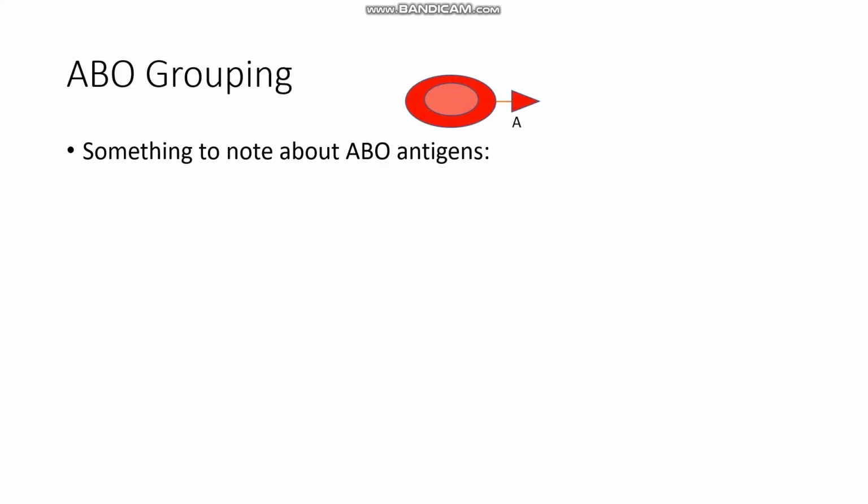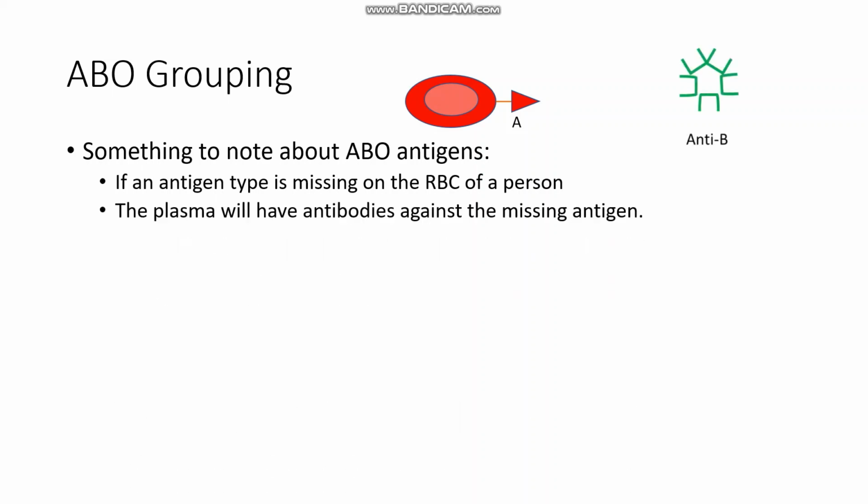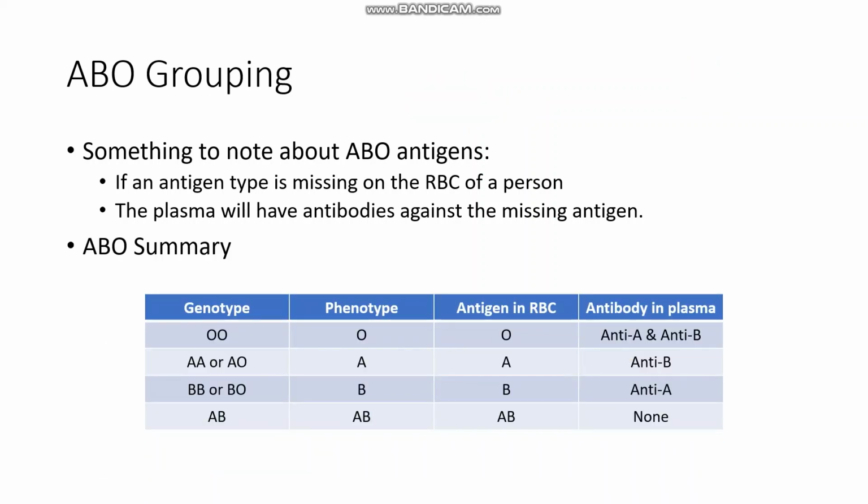Starting off with the ABO grouping, an interesting fact to note is that if a person doesn't have a type of ABO antigen already present on the red blood cell, then even if that person hasn't had a pregnancy or a previous transfusion, their plasma will contain antibodies against the missing antigen. So in this case, we have a missing B antigen, therefore the antibody present in the plasma will be the anti-B antibodies. Here we have a summary of the ABO blood group.